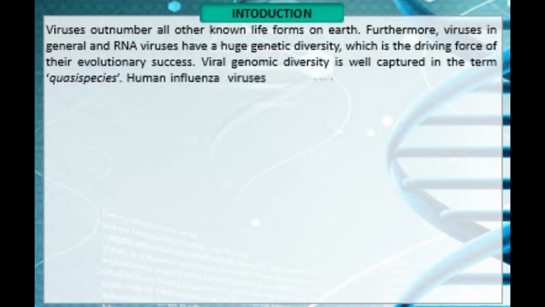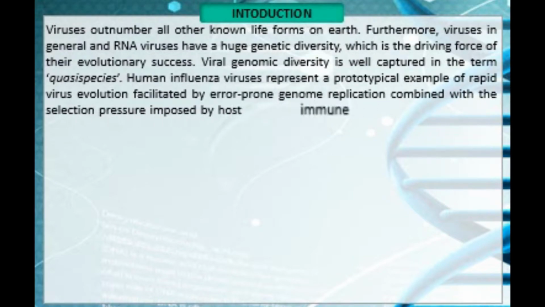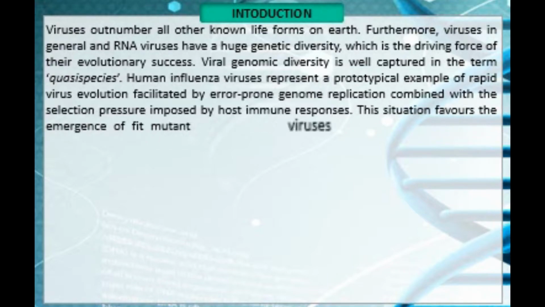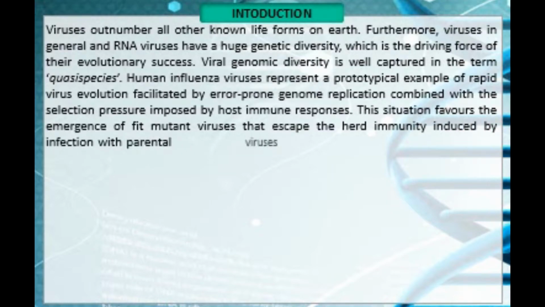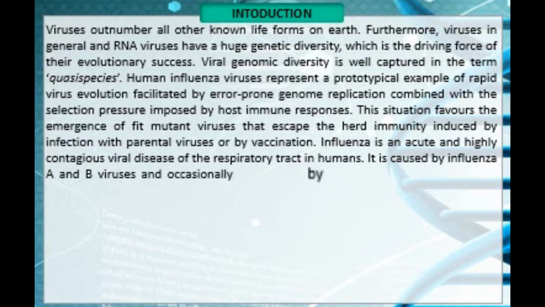Human influenza viruses represent a prototypical example of rapid virus evolution facilitated by error-prone genome replication combined with the selection pressure imposed by host immune response. This situation favored the emergence of fit mutant viruses that escape the herd immunity induced by infection with parental viruses or by vaccination. Influenza is an acute and highly contagious viral disease of the respiratory tract in humans. It is caused by influenza A and B viruses and occasionally by influenza C virus.